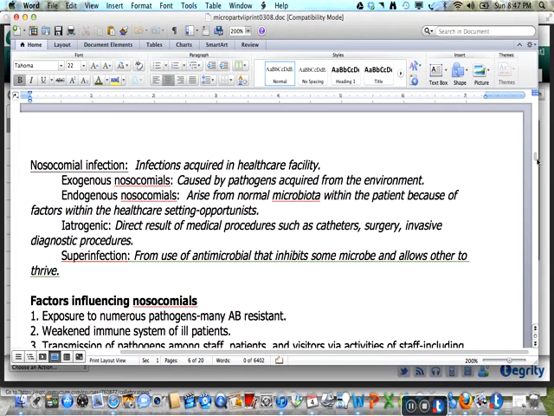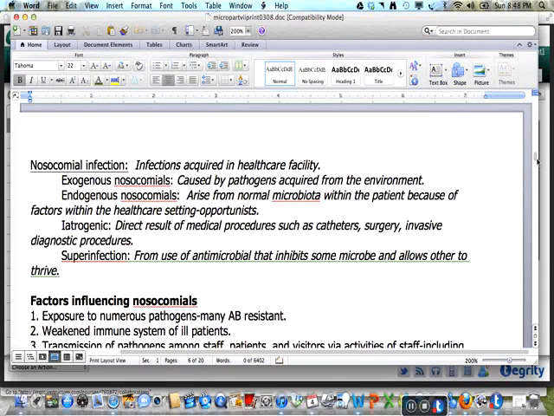Nosocomial infections are those acquired in a healthcare facility. An exogenous nosocomial is caused by pathogens acquired from the environment. Endogenous nosocomials arise from normal microbes within the patient, but due to factors within the healthcare setting. These are often opportunists. Iatrogenic infections are the direct result of medical procedures, such as catheters, surgery, or invasive diagnostic procedures. The microbes allow others to thrive and can result in superinfection. Superinfection and antimicrobial resistance are very serious concerns in healthcare facilities.